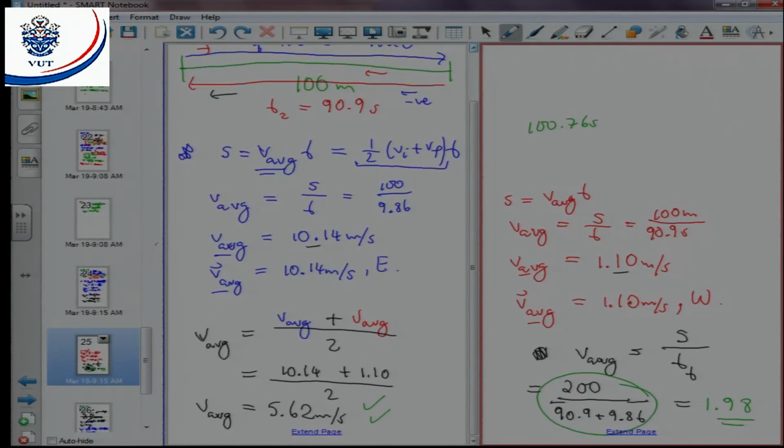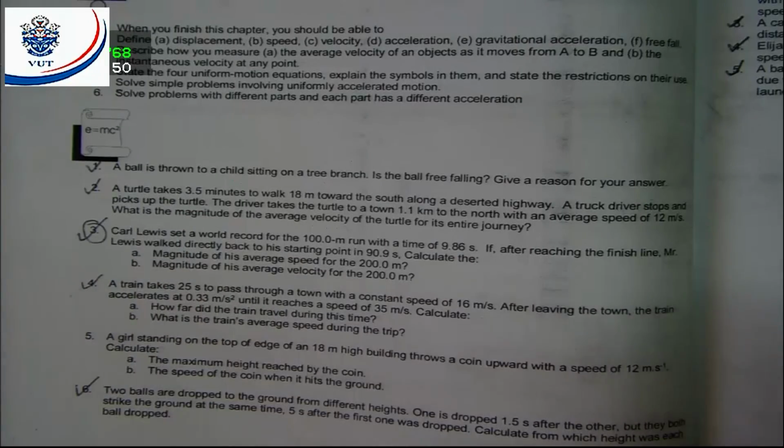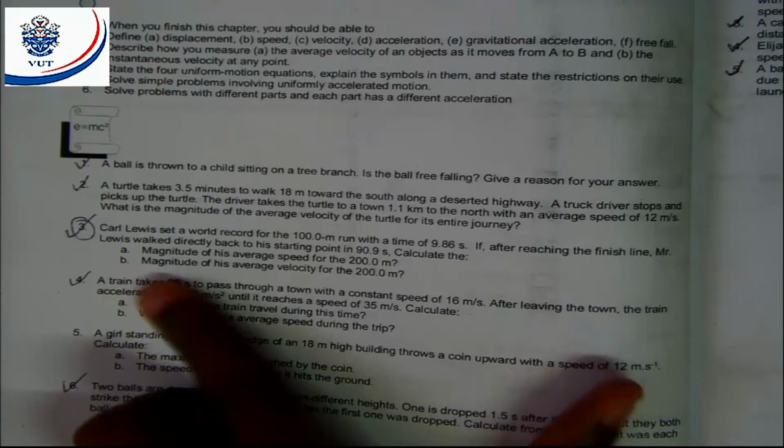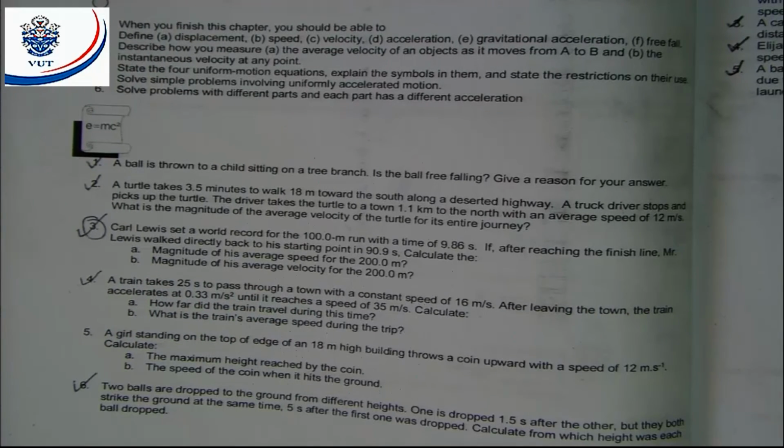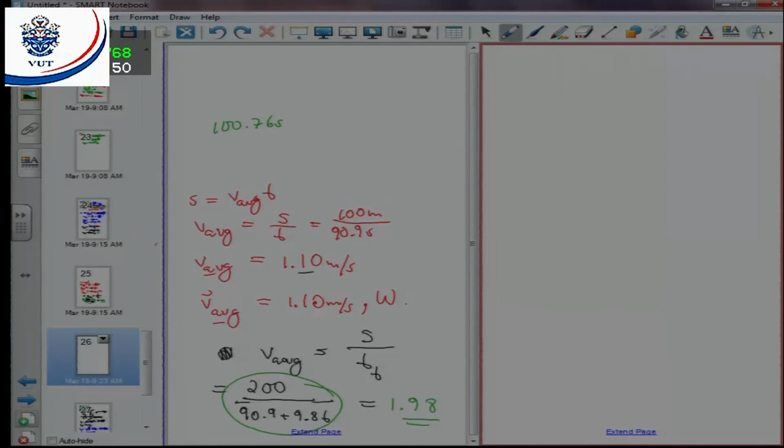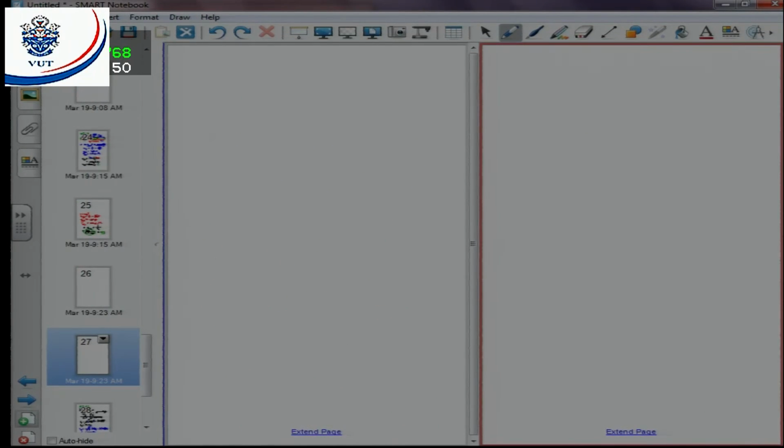Okay, so now we go to the second part of the problem, which is part B. We want the magnitude of the average velocity, and then we are done for this lecture. So the magnitude of the average velocity is not very difficult to find. So just remember that now we have directions.